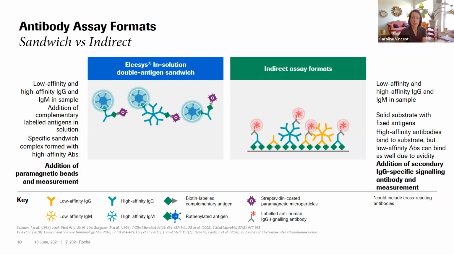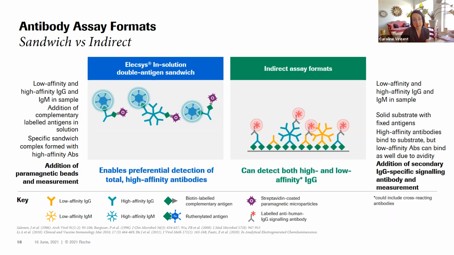However, since both high and low affinity antibodies can bind to the antigens on the surface, these assays have an increased risk of detecting cross-reacting antibodies. So basically, just because an assay is IgG specific doesn't mean that it will be specific for high affinity or neutralizing antibodies, which is the antibody class that is important for conferring immunity.